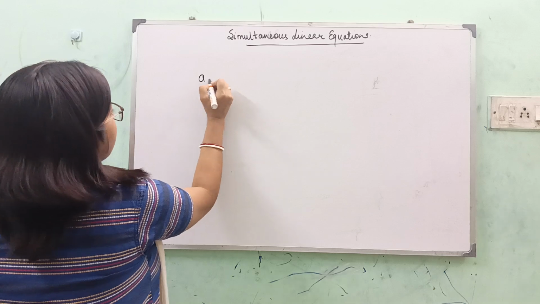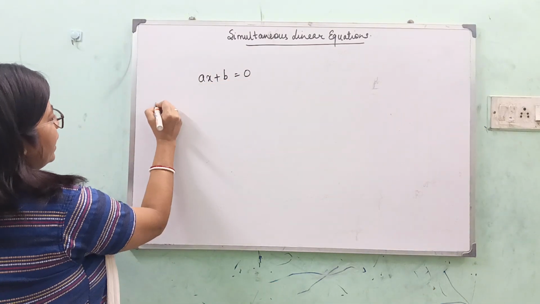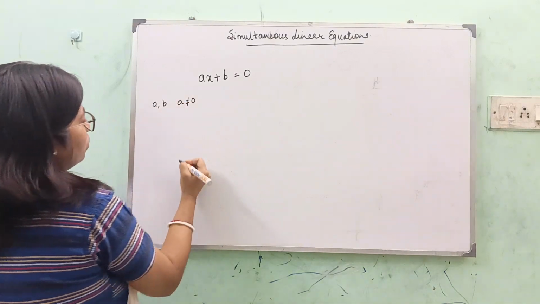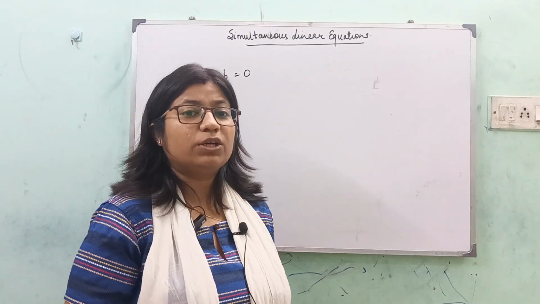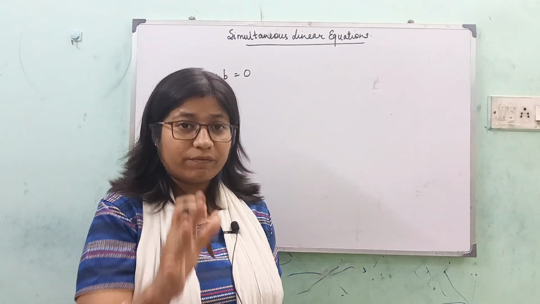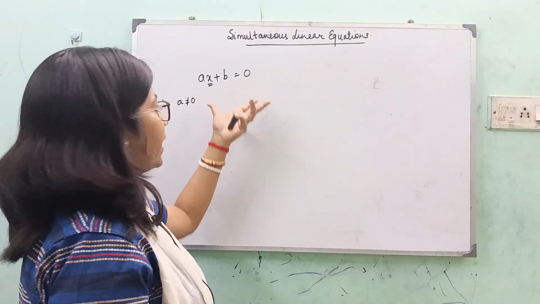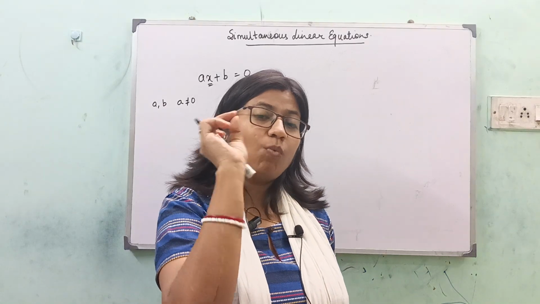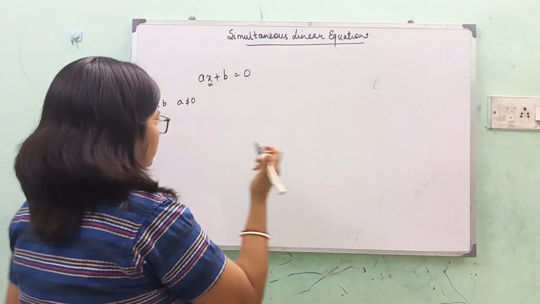We have already learned that an equation of the form ax plus b, where a and b are real numbers and a not equal to 0, stands for a linear equation. This is the general form of a linear equation in one variable, because you can see only one variable. For such equations, we have a unique solution, one and only one solution, which is also called the root of the equation.